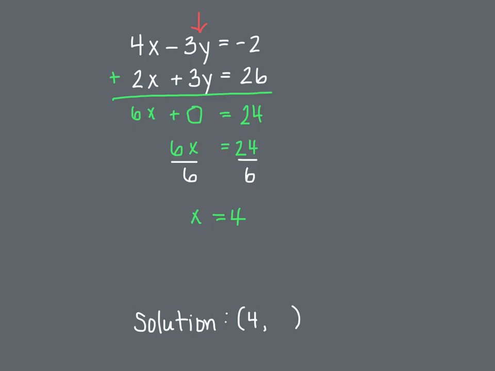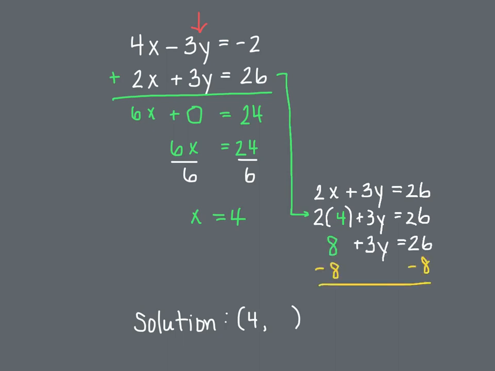Since the solution to the system is a point, we must also know the y-coordinate. If I know that this point is a point on both of these lines, I can use one of these equations using x equals 4 to find the correct y value. It doesn't matter which equation I use, but I chose to use the second one. Now if I know that 2 times x plus 3y equals 26, and knowing that x equals 4, I can substitute 4 in for x and then solve for y. So my solution has a y value of 6.